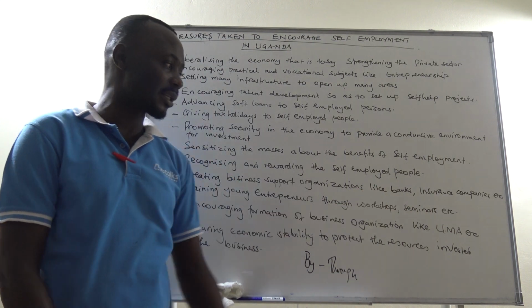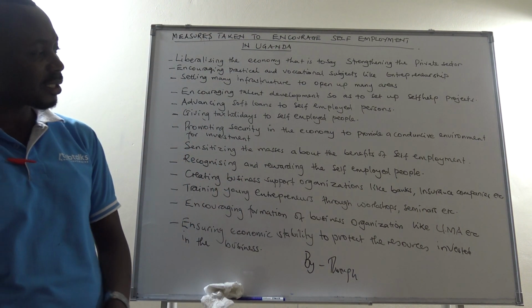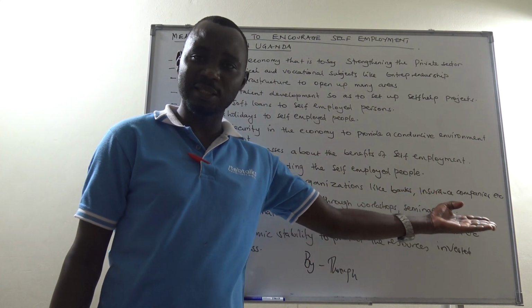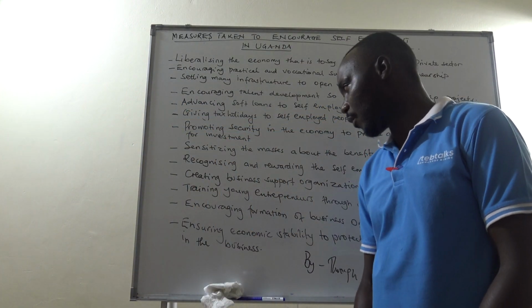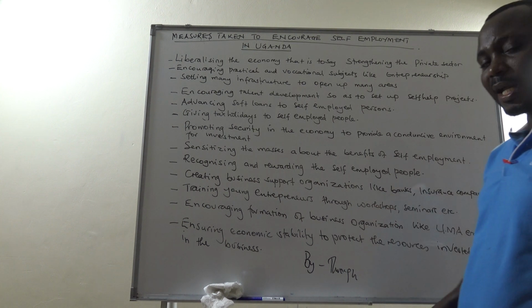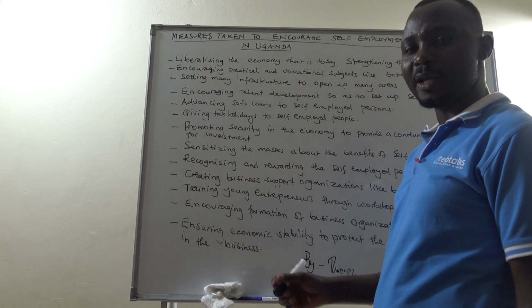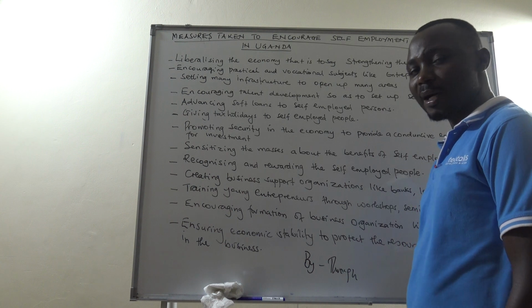Then creating business support organizations like banks. Let us have banks. The government should support banks. Let insurance companies be given licenses to operate in different areas of the country, so that we can safeguard our businesses against risks like fire, theft, burglary, among other risks.